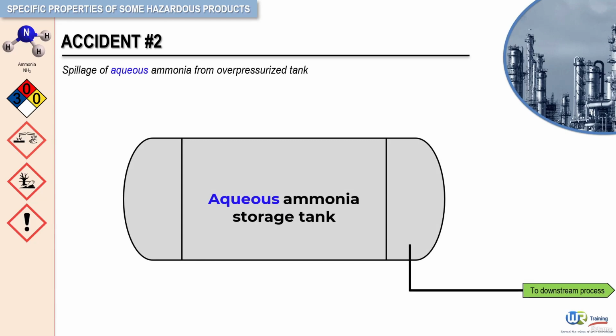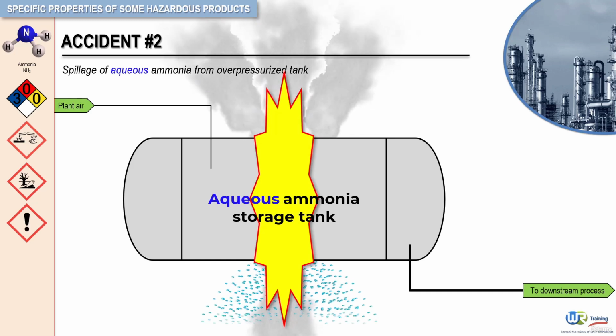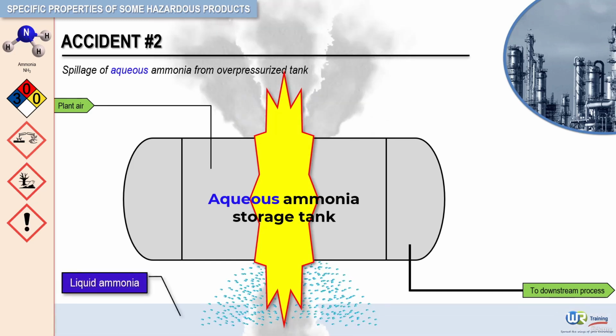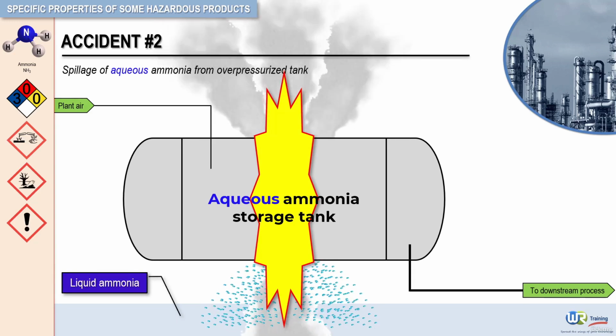An operator connected plant air to an aqueous ammonia tank in an effort to speed up unloading instead of using a small air compressor. The tank was overpressured and split open, flooding the area with liquid ammonia, as seen here. The refinery firefighting crew was quick to dilute the ammonia with water.